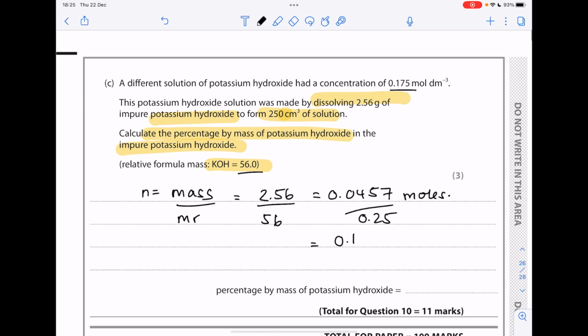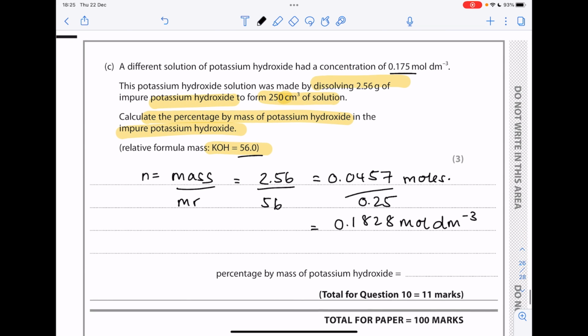to get 0.1828 as our concentration. And now because our concentration units align, we can now do 0.175 divided by that number in order to find the percentage by mass of potassium hydroxide. So it's 95.7%.